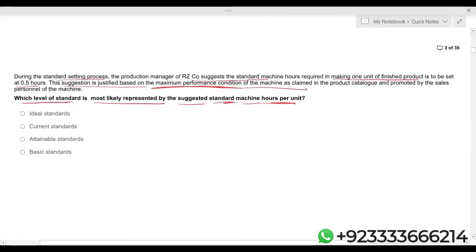Student, maximum performance condition means if you keep the standard according to the maximum performance condition, you are thinking for ideal standards. And ideal standards are going to demotivate your staff. In the product catalog and promoted by the sales personnel of the machine. So which level of standard is ideal?